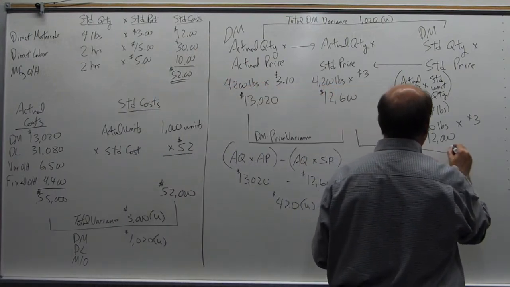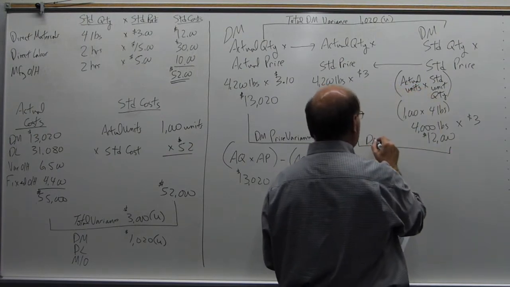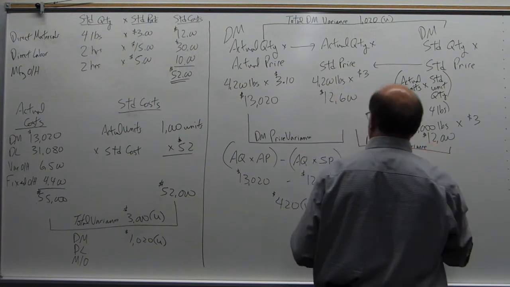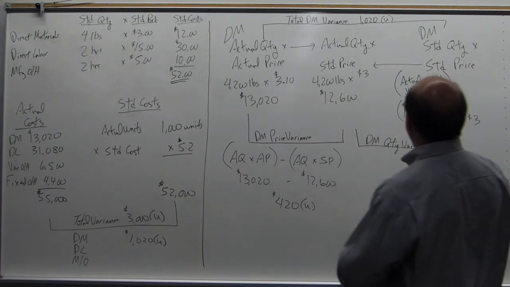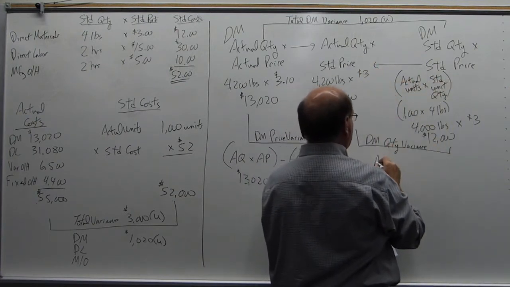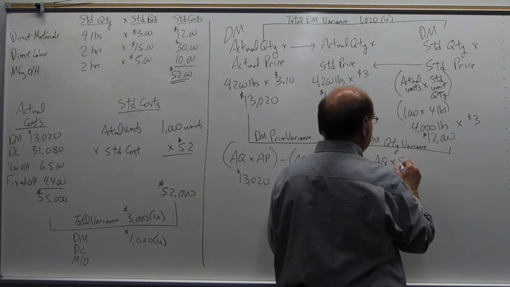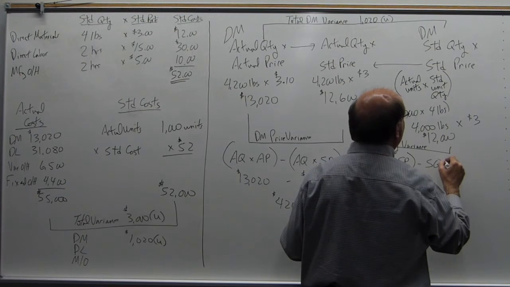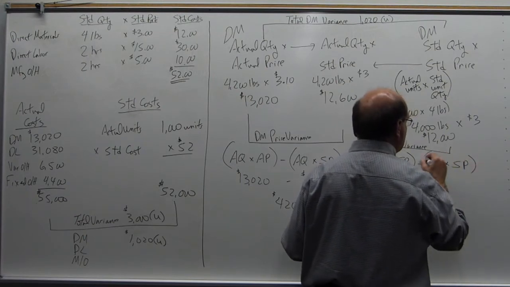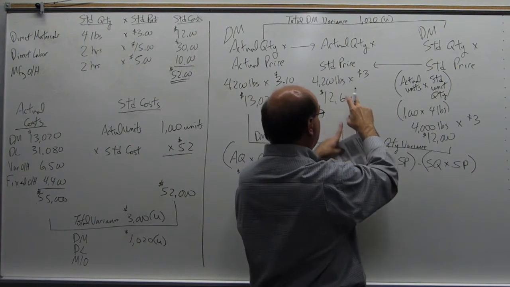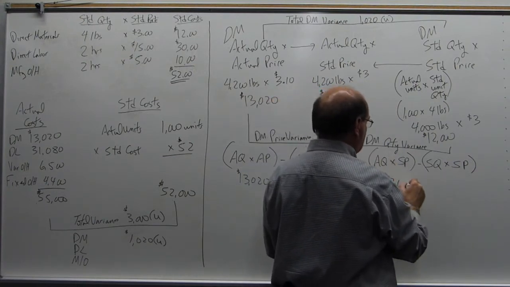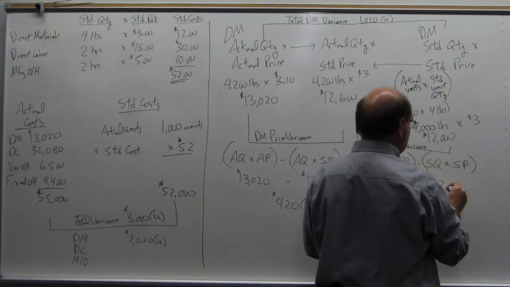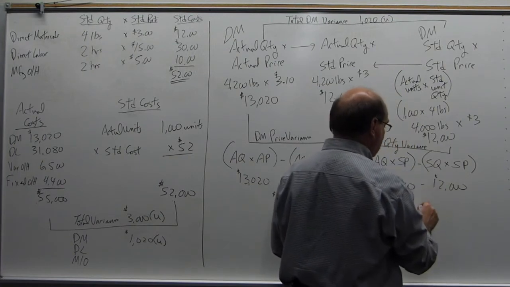I can do the formulas for my direct material quantity variance. My formula for that is going to be my actual quantity times my standard price, minus my standard quantity times my standard price. So again, if I carry this formula over here, it gives me 12,600. If I carry this formula down here, it gives me the 12,000. And I have $600 difference.